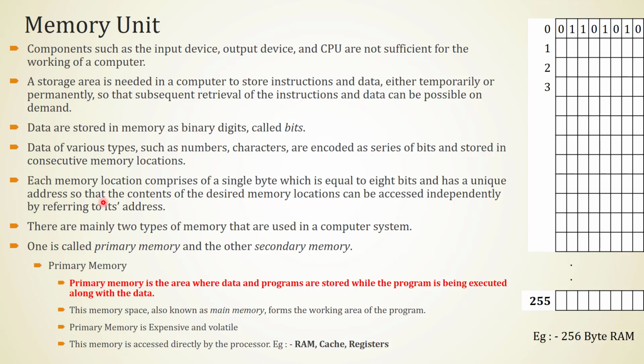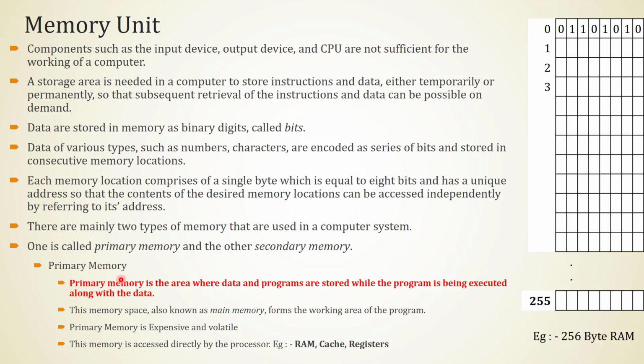To access the content of a memory location, each location can be accessed independently by referring to its address. So this point is very important. There are two types of memory that are used in a computer system. One is primary memory and the other is secondary memory.